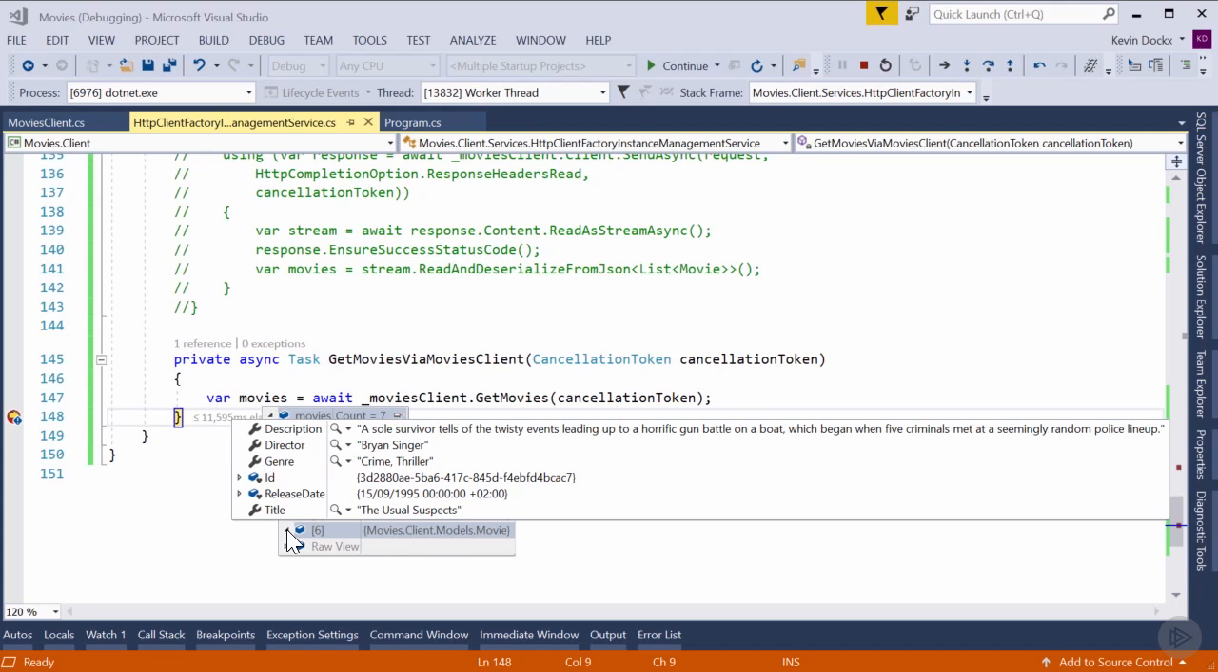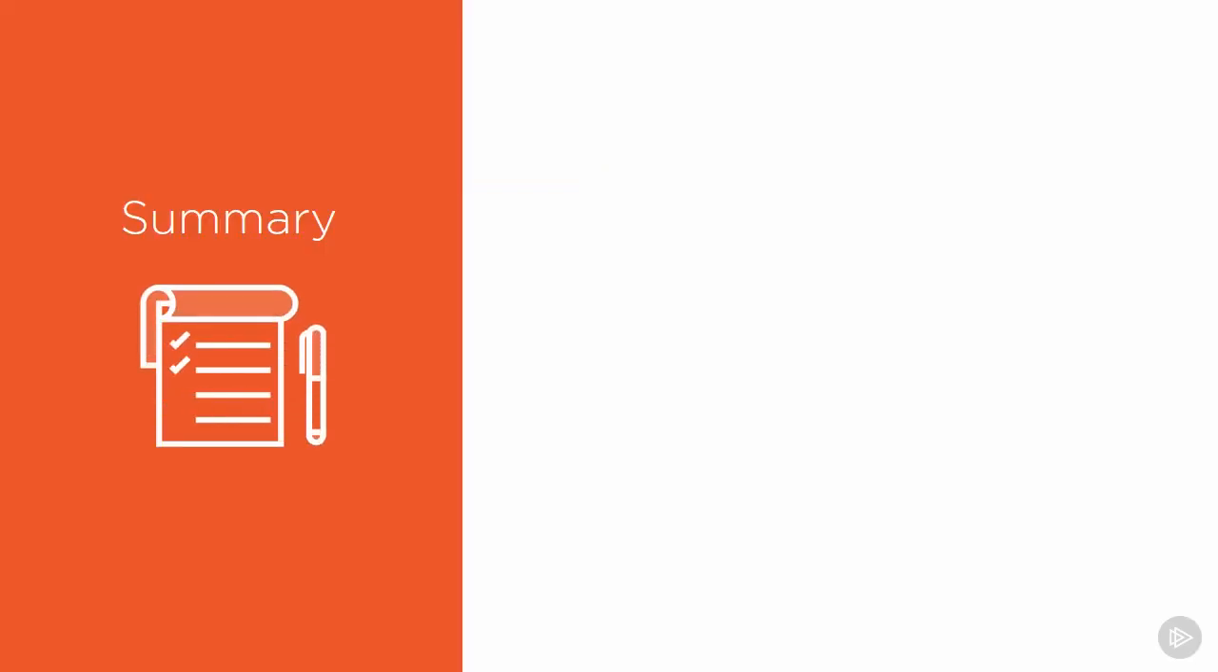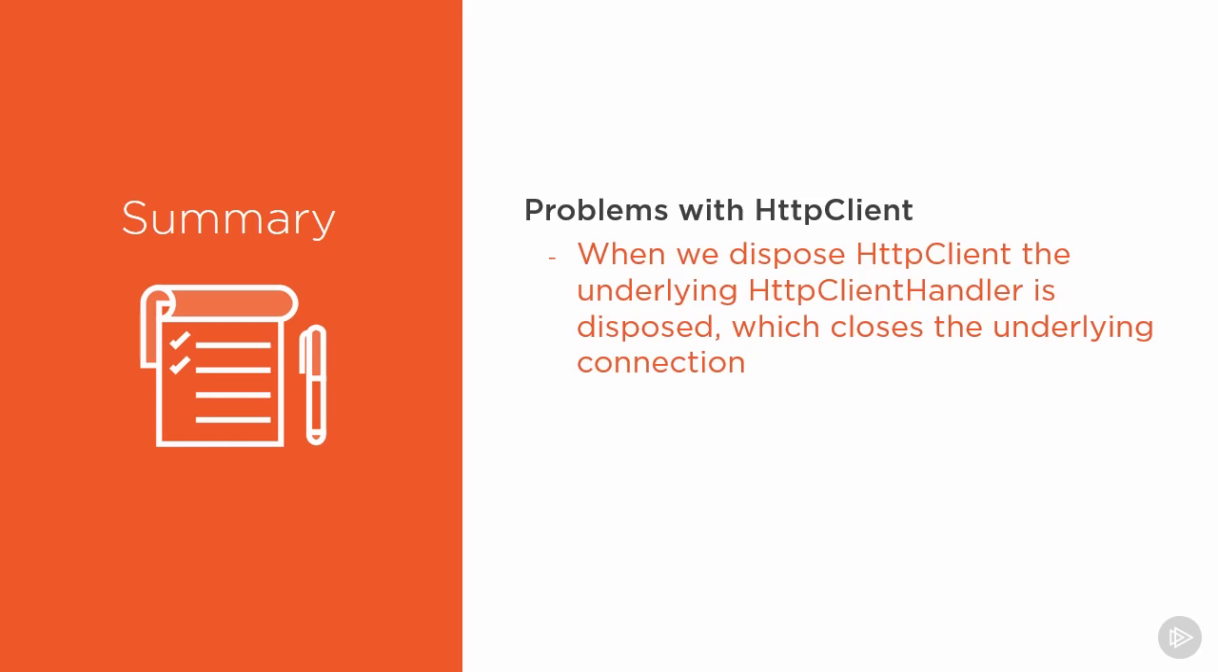And with that, we learned a lot about using HTTP Client Factory. Let's have a look at the module summary. When we dispose of HTTP client, the underlying HTTP client handler is disposed of as well. This results in connections having to be closed and reopened for additional requests, which can eventually lead to no more sockets being available to open these new connections. That results in a bad experience for the user of your application.